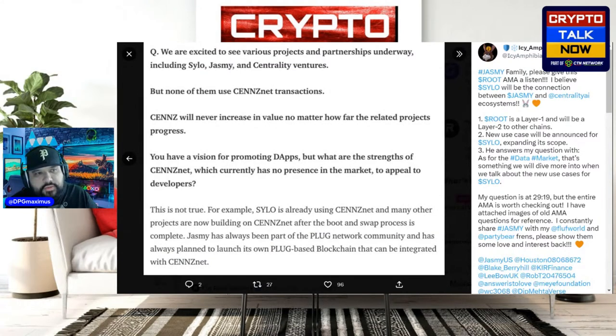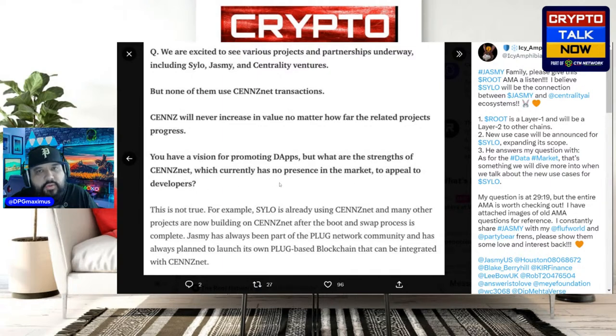Now, when we get to this next part, it mentions on this Q&A, the question from Q: we are excited to see the various projects and partnerships underway, including Silo, Jasmine, and Centrality Ventures, but none of them use SENS net transactions. SENS will never increase in value no matter how far the related projects progress. You have a vision for promoting decentralized apps, but what are the strengths of SENS net, which currently has no presence in the market to appeal to developers?